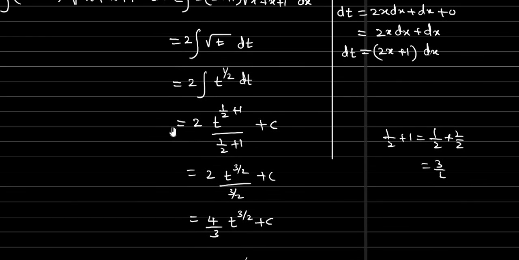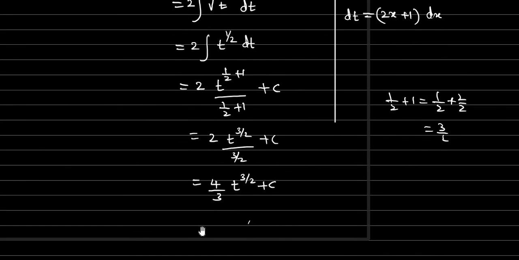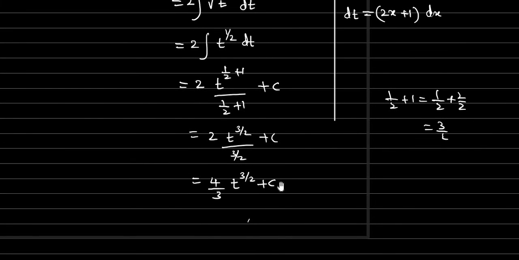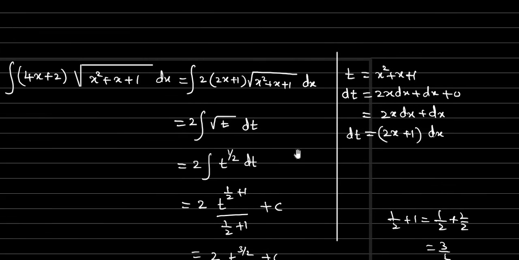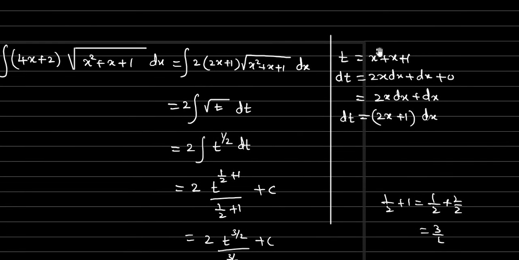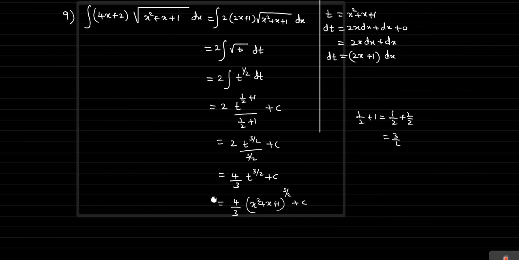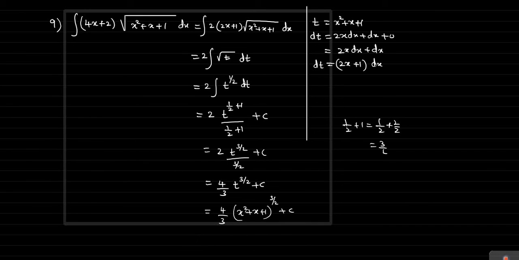So for our convenience, we changed the x variable in terms of t. While giving the final solution, we need to write it in terms of x only. So what is the t that we considered? x square plus x plus 1. So in place of t, we need to replace x square plus x plus 1. 4 by 3 into x square plus x plus 1 power 3 by 2 plus c. Okay, this is the final answer for the ninth sum. Okay, so next we can proceed to the 10th sum.